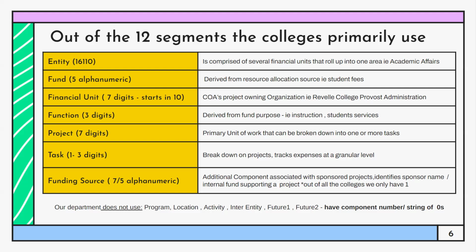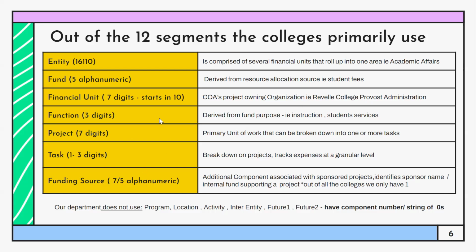The next one we have is function. That is 3 digits, and it's derived from the purpose of a fund. So what types of expenses should be posting here? So for example, instruction or student services is a good function for a fund. A project is 7 digits. It represents a primary unit of work that can be broken down into one or more tasks. In that breakdown of tasks, a task number can be 1 to 3 digits. It's a breakdown on a project, and it helps you track your expenditures at a granular level.